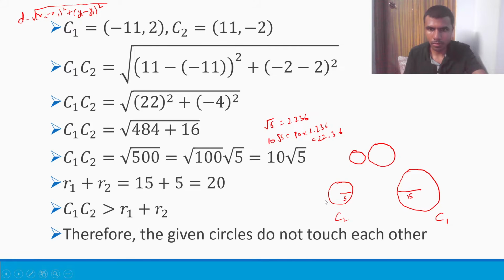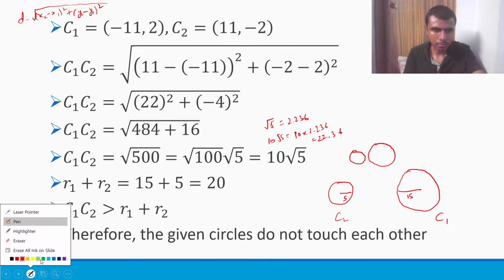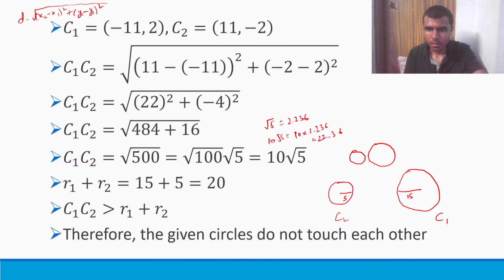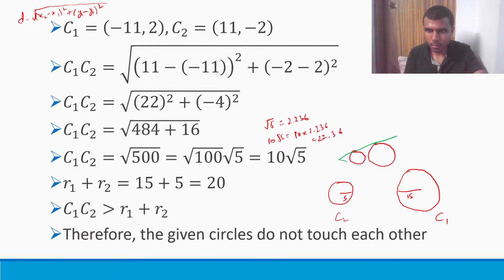Direct common tangent is going to be something like this. I'll use some other color. I'll draw it for this. A direct common tangent is a tangent to both the circles. See, like this. Not that good. It should actually touch. Okay, so here also.